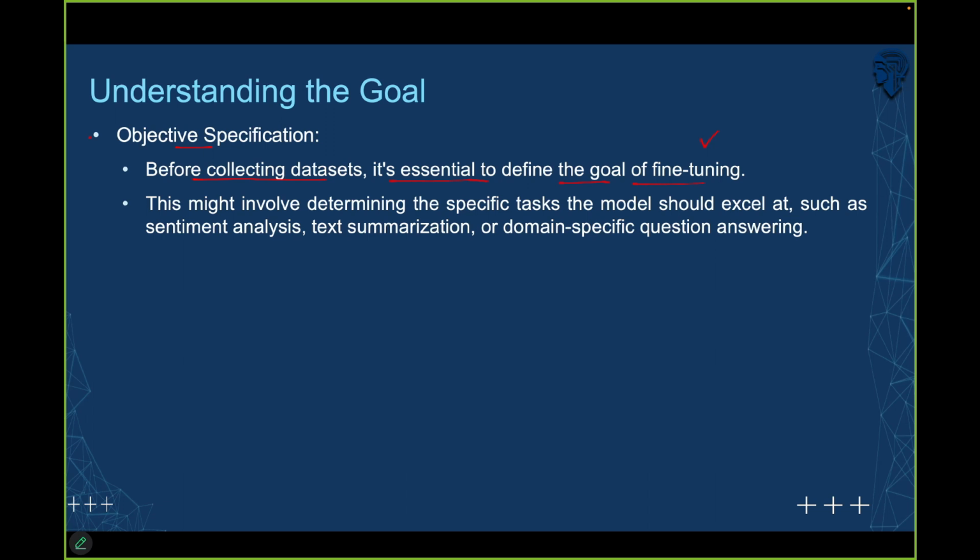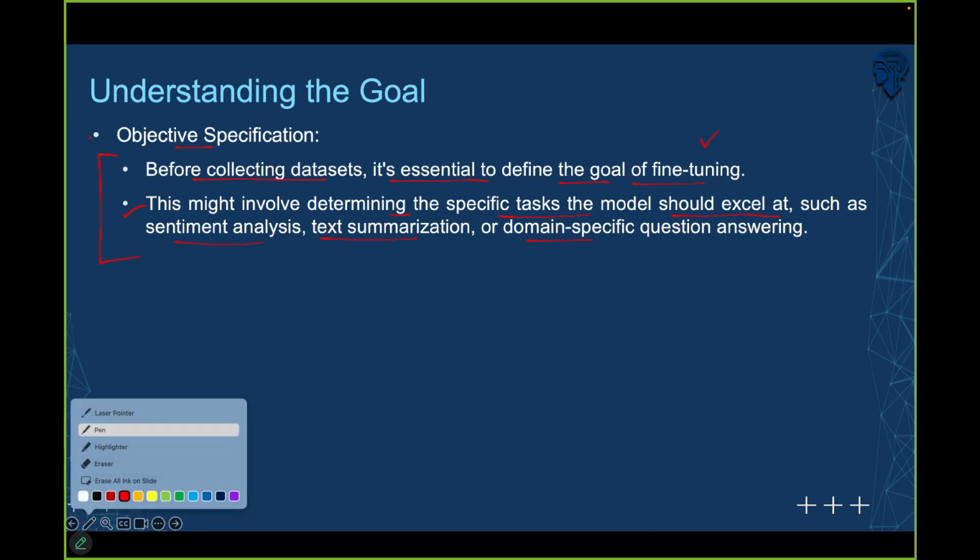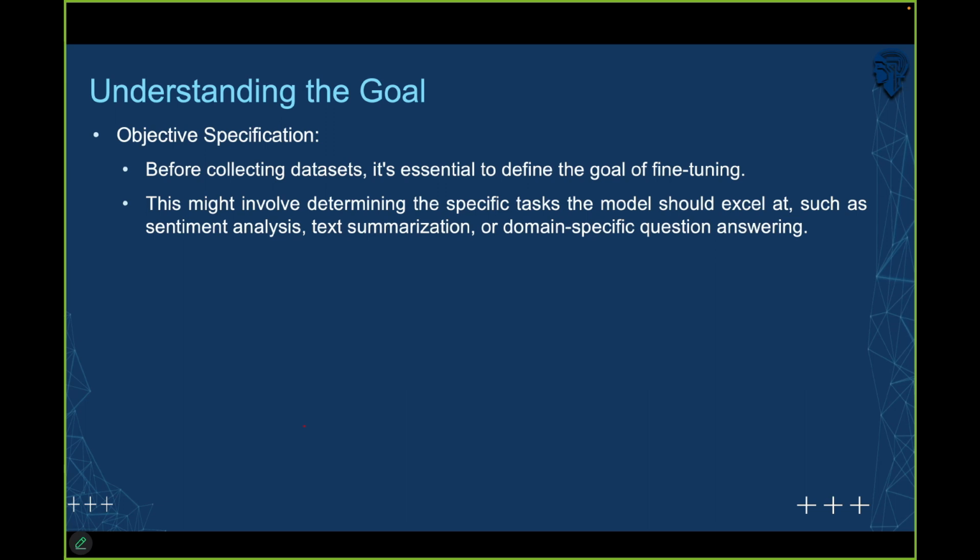This might involve determining the specific task the model should excel at, like sentiment analysis or text summarization, or maybe legal understanding of Indian laws or a specific country's law, or healthcare, or agricultural requirements, or maybe domain specific question answering. You need to be very clear about why you are building the model in the first place and what kind of data you will need. What is the intended purpose of the model which you are planning to build?